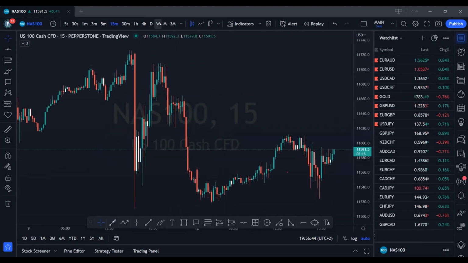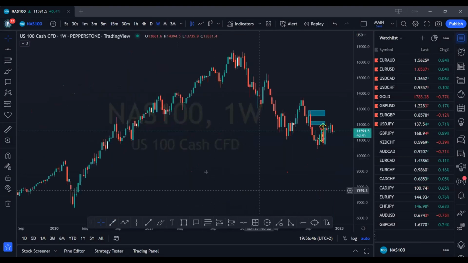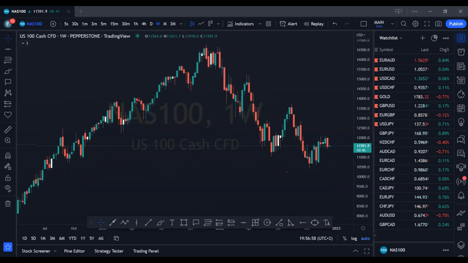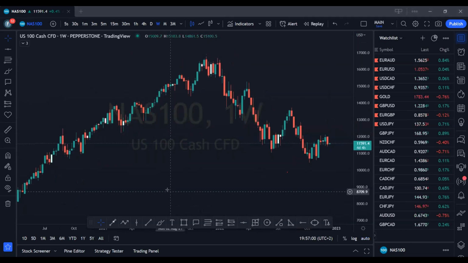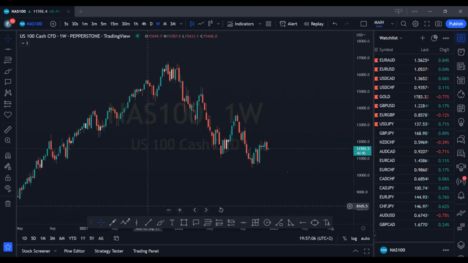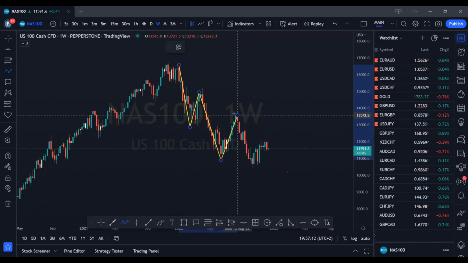So let's go to a higher time frame. Let's go to the weekly. Let's delete this. Okay, so let's do NAS first. Now, if you check out NAS on weekly, you can see that price is bearish, obviously. Let me just mark out the structure so that you guys will see properly. Price is bearish, as you can see.